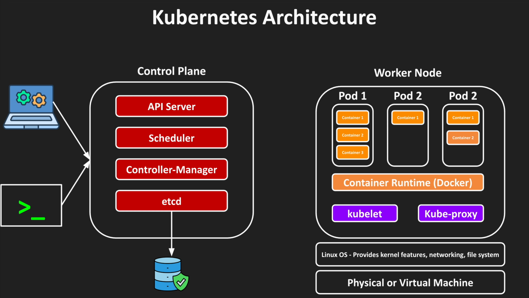Every worker node relies on Docker to spin up a container, and what Docker does is use the Linux OS, which provides kernel features such as networking, file system, and so on. And the operating system itself is hosted on top of a physical or virtual machine.